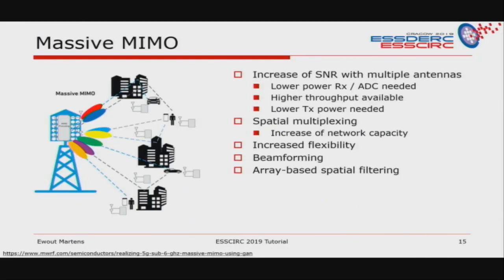Then on top of that we have the massive MIMO, so we can increase the SNR with multiple antennas, which means that per antenna you can have lower power per receiver antenna per ADC, or you can increase the throughput. And there are several other advantages of this massive MIMO. We've talked about spatial multiplexing, so you can increase the network capacity. You can focus and steer on one user, for example. You can do beamforming. Generally, you have much more flexibility. You can also use it to do array-based filtering. I will show you an example of that.